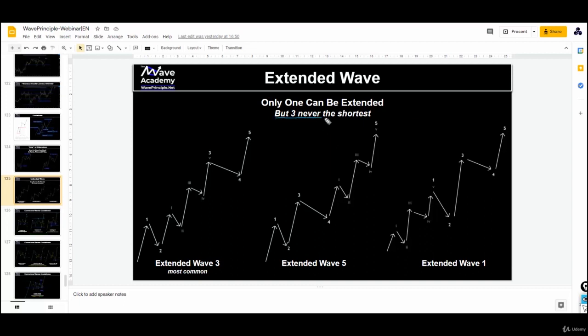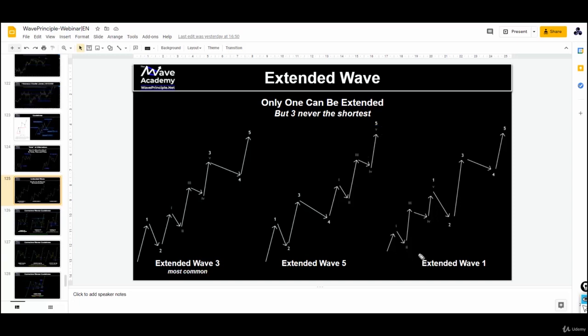But remember that wave 3 cannot be the shortest. So we can have, for example, 1, 2, and then 5 subwaves, 1, 2, 3, 4, 5, 4, and 5. This whole sequence makes wave 3, and this is the most common. Another way that we can get these extensions is the fifth wave to be extended. 1, 2, 3, 4, 1, 2, 3, 4, 5, making the 5, and this is how you label it. You use a different kind of typography so that you can scale up, scale down.